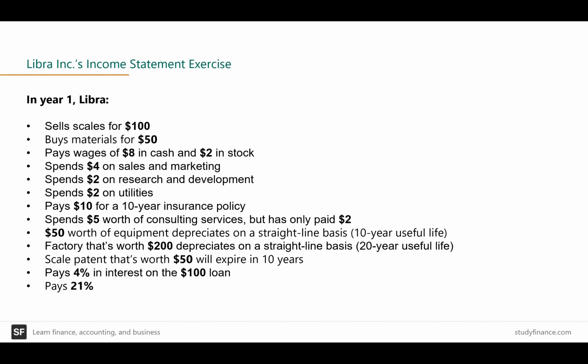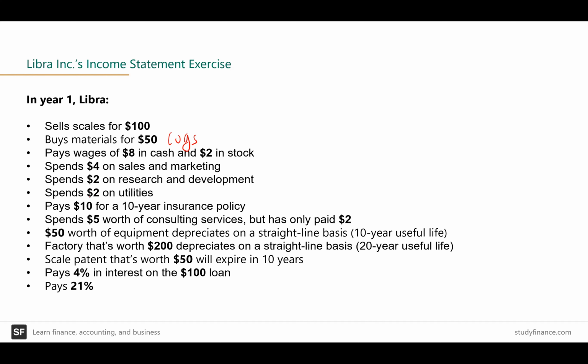Now, just going down the list, we have our sales figure of $100, materials or COGS are $50, cash wages of $8, and stock wages of $2. We spent $4 on sales and marketing, $2 on research and development, $2 on utilities, and we also prepaid $10 for a 10-year insurance policy to get a discount, of course. To make sure that we're the best in class when it comes to scale making, we hired on a consulting firm that has billed us for $5 worth of services, of which we've only paid $2.